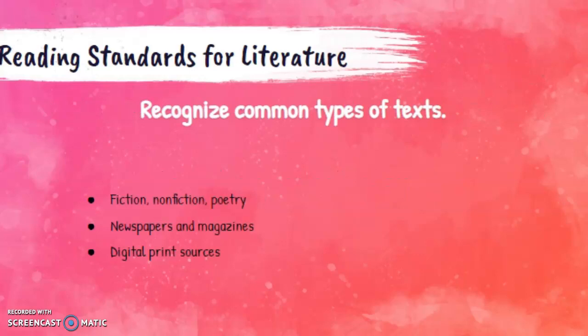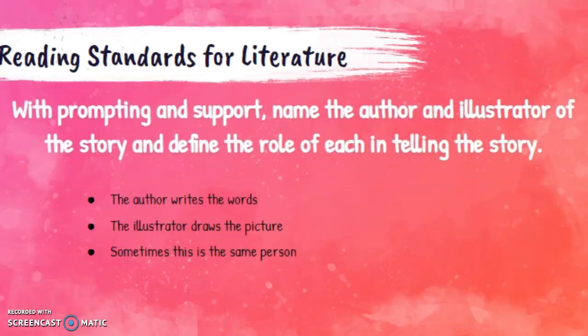Recognize common types of text. We'll be reading fiction, nonfiction, and poetry. They need to know the difference between a newspaper and a magazine, and they'll be looking at different digital print resources. With prompting and support, name the author and illustrator of the story and define the role of each in telling the story. Your child will learn that the author writes the words, that the illustrator draws the pictures, and sometimes that can be the same person.